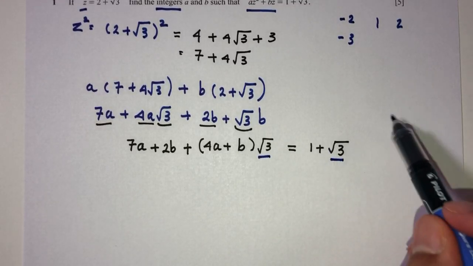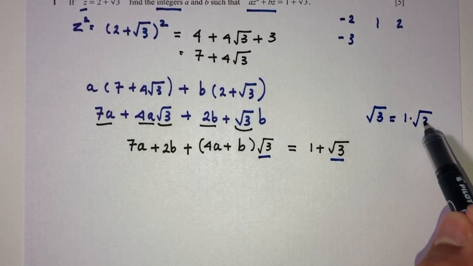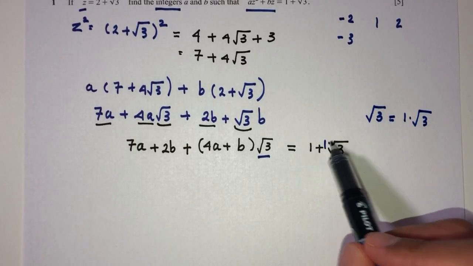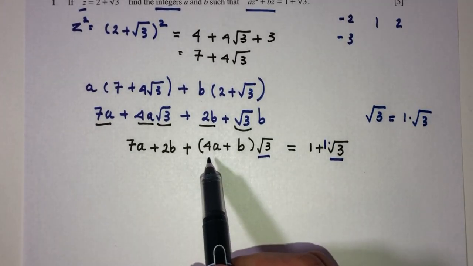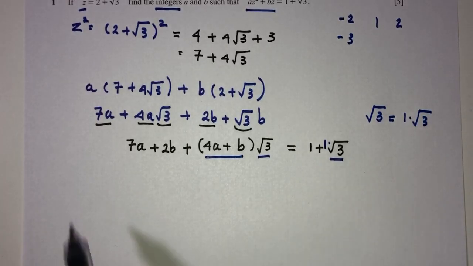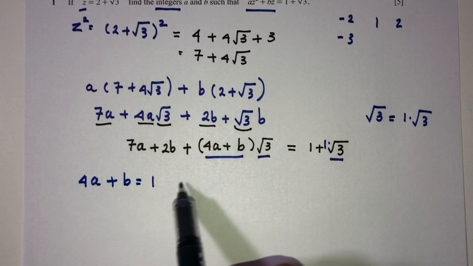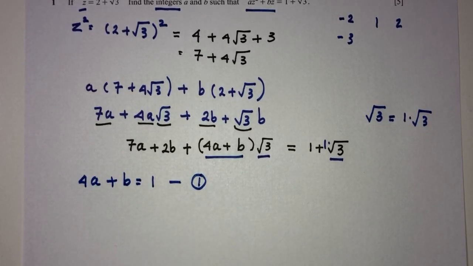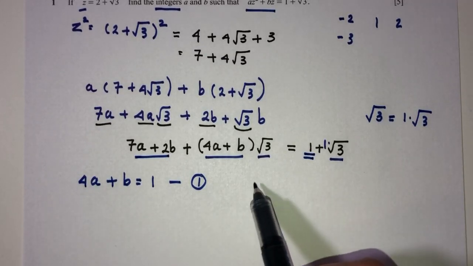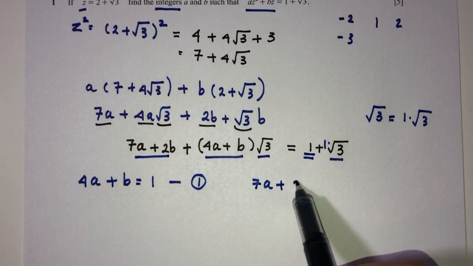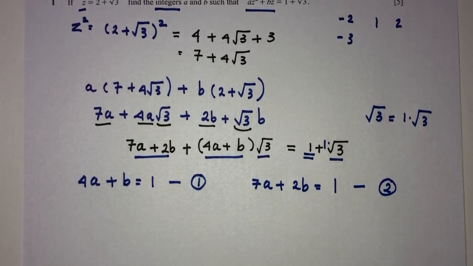So what is root 3? So root 3 can also be written as 1 times root 3, right? So basically here we have 1. So by comparing those two, I can conclude that this is equal to 1. So this is my first equation. 4a plus b is equal to 1. That is my equation. Now for this one and this one, compare the same steps. So 7a plus 2b will be 1, and that is my equation number 2.